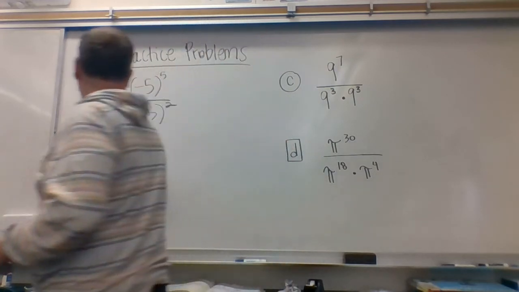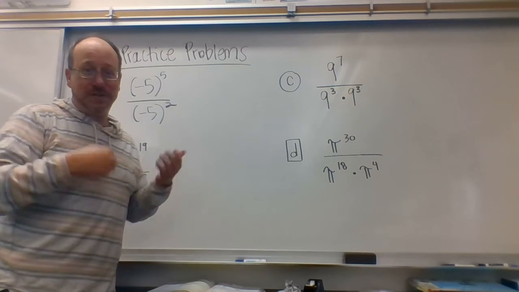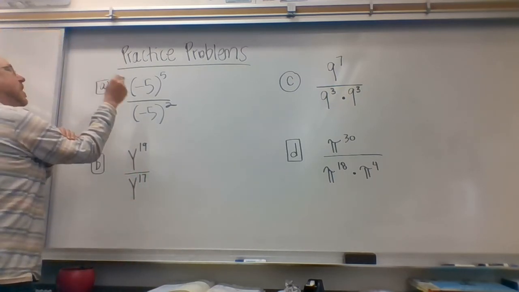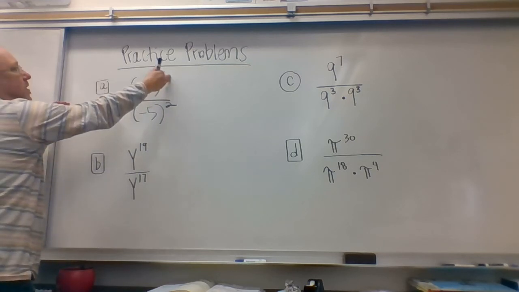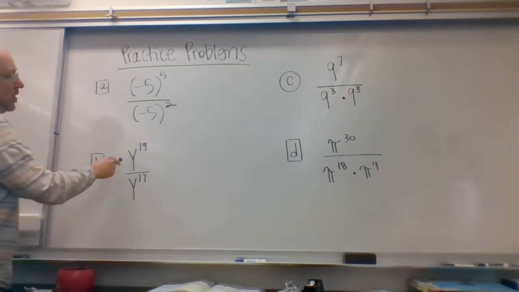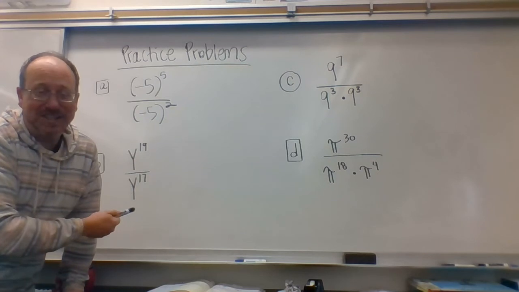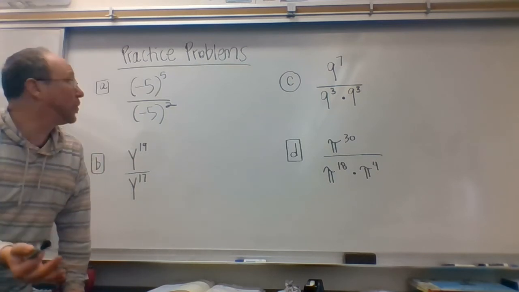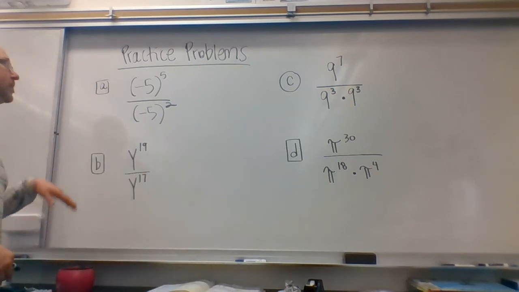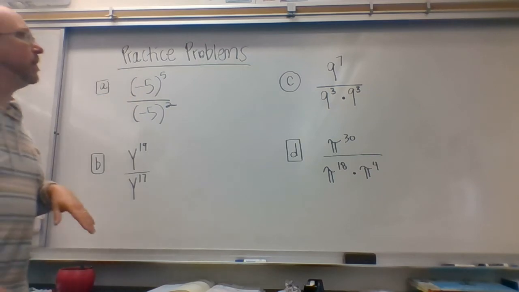Here are your practice problems. So you are going to, in the video, stop and copy down these practice problems. So in parentheses, negative 5 to the power of 5, divided by, in parentheses, negative 5 squared. That's problem A. Problem B, y to the power of 19 divided by y to the power of 17. And there you're saying, okay, I want to use that general rule because I don't want to write 19 y's. Here you could write it expanded, right? They're small enough.